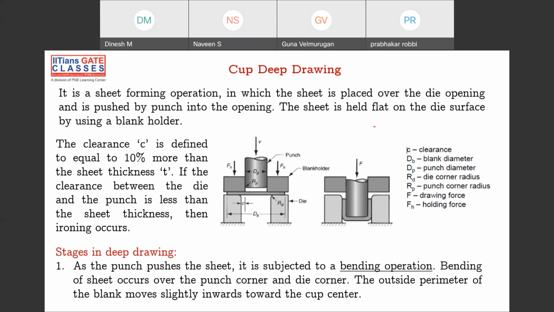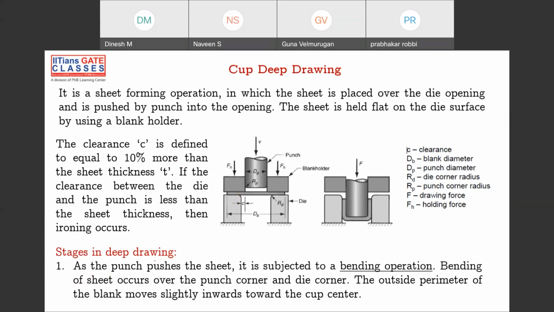Now there are some stages in cup drawing. Before going to that, about this clearance: I have this thickness T. So should I provide the same thickness T as clearance, so that the same thickness will form? No. What you do is give a little more extra, 10% more. If it is T, then you'll give 1.1 T as your clearance approximately, because you give a little more space for the cup to flow into the die portion.